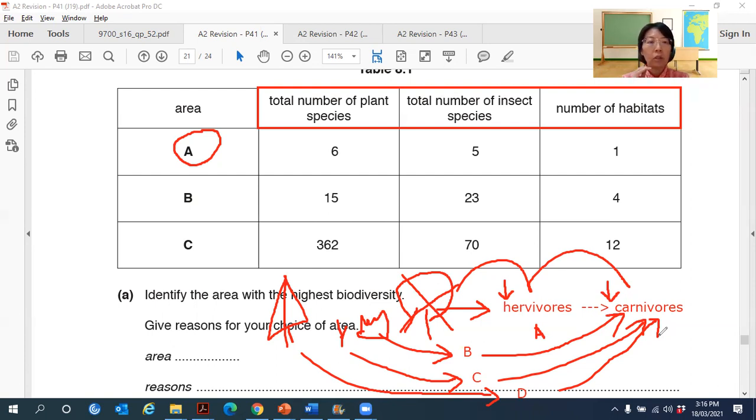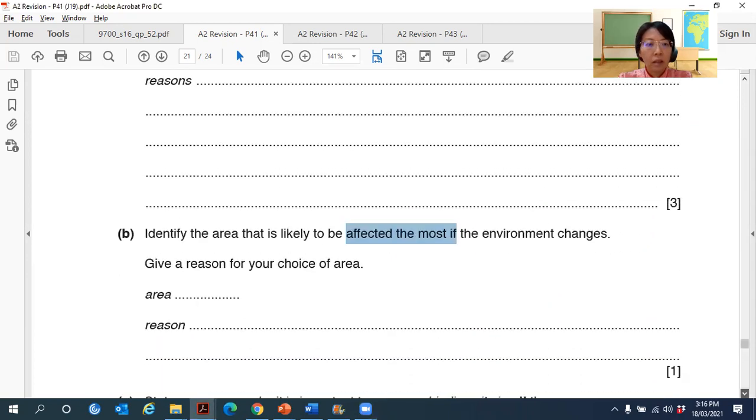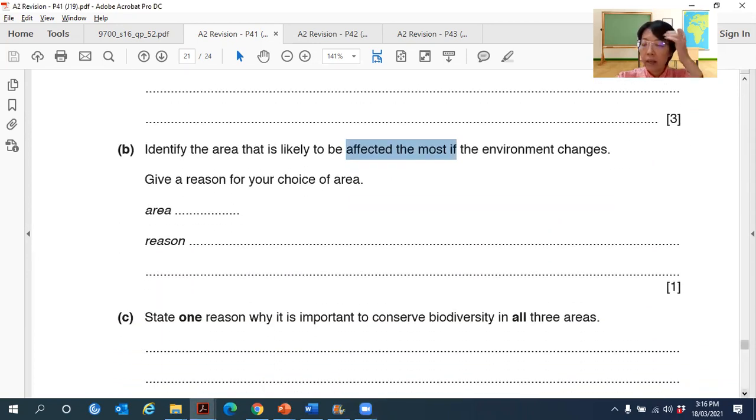So therefore, among the three areas, the one most affected when the environment changes is area A, because you learn that when there's least biodiversity, the chances of survival become less. Okay. So the answer is A.